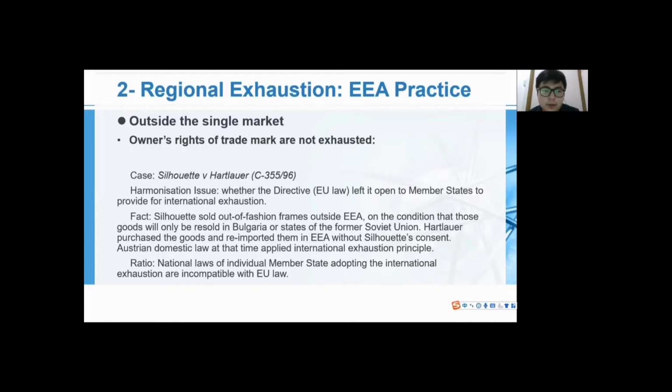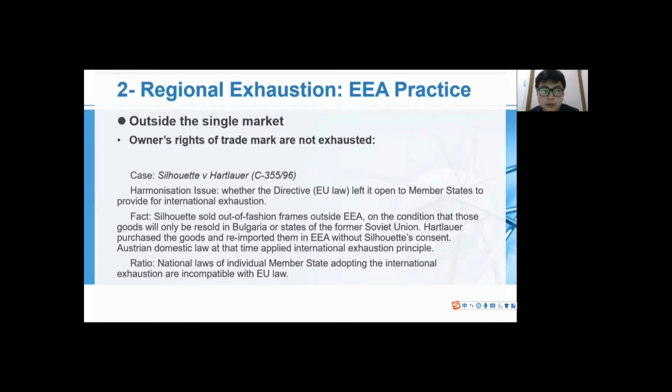The problem is, at that time, countries such as Austria, Belgium, and Switzerland were supporting the international exhaustion principle according to their national laws. So the case was referred to the European Court of Justice for clarification, and the court held that all member states should follow the regional exhaustion principle. So the plaintiff's trademark rights were not exhausted in that case.